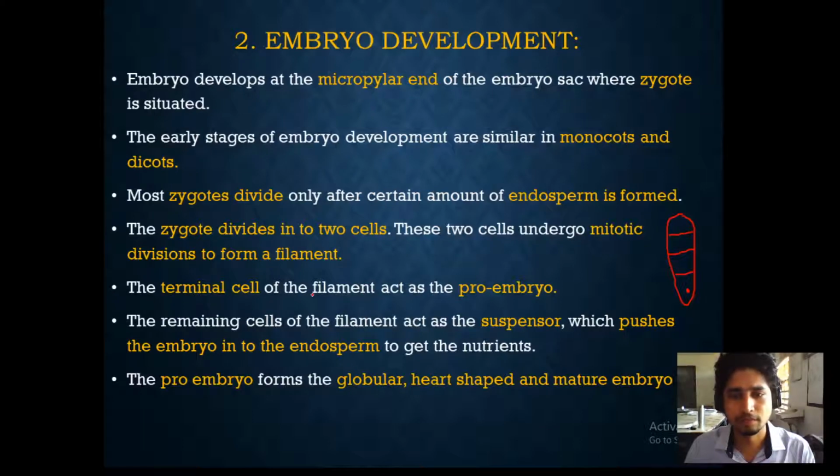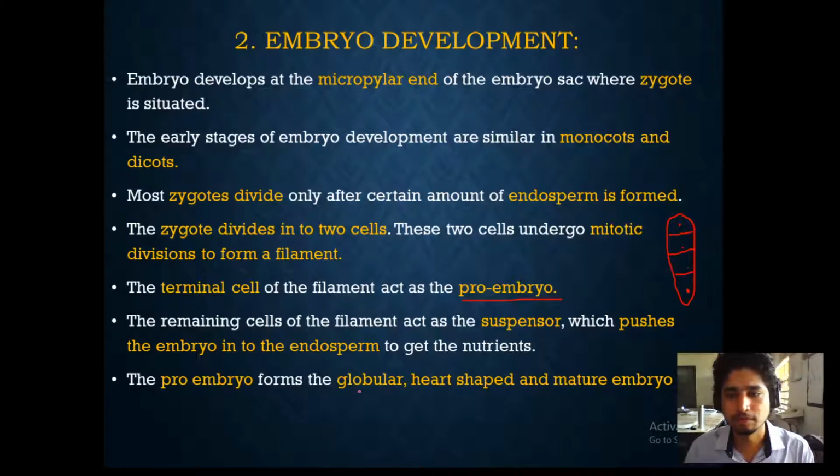So the terminal cell of the filament acts as proembryo. This terminal cell acting as a proembryo can be here, or sometimes it can be even here. So it depends. The remaining cells of the filament act as a suspensor, and the function of this suspensor is pushing this proembryo towards the endosperm, so that they get enough amount of nutrition from the endosperm.